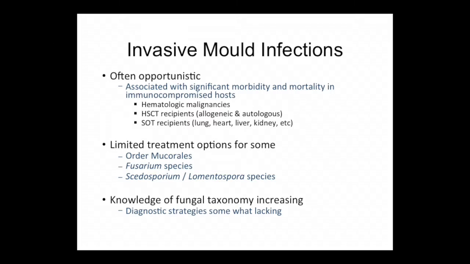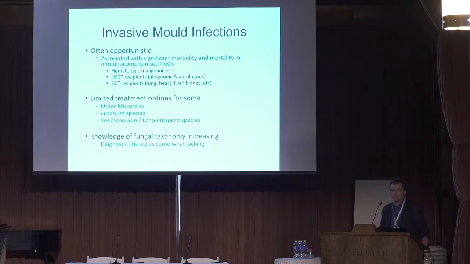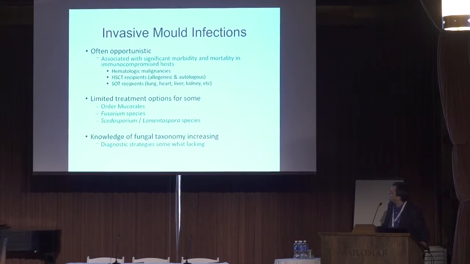Many of the mucormycoses can be rather aggressive, although our options have increased recently for the treatment of these infections. But some that we still are lacking on include Fusarium and Scedosporium species. And while our knowledge of fungal taxonomy is increasing, as evident by several of the talks that have been given this week, our diagnostic strategies as well as some of our treatment strategies are still somewhat lacking. So what we're going to do first and foremost is go over some of the literature on epidemiology, and really focus on what came out of the TRANSNET as well as the PATH Alliance studies to set the stage, and then go and talk about some specific invasive mold infections.